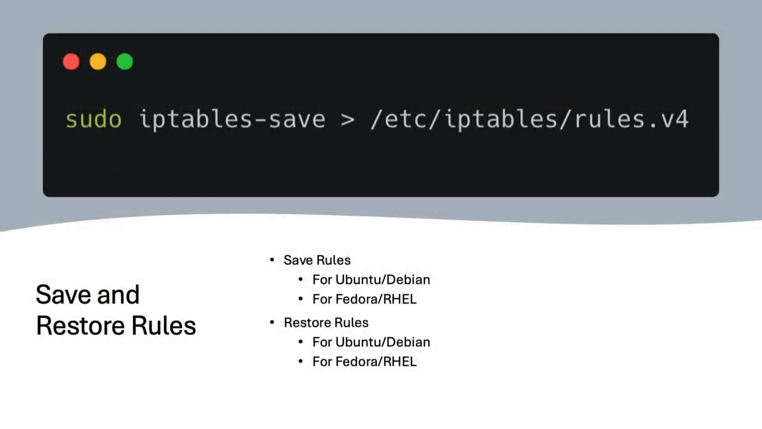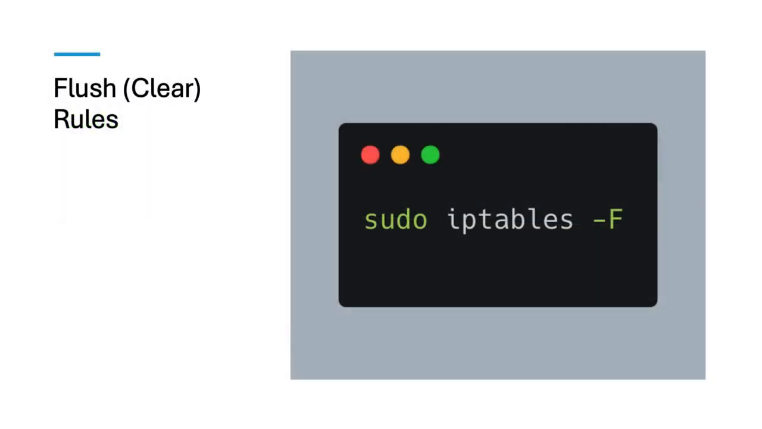To ensure iptables rules persist across reboots, you need to save and restore them. This process varies slightly between Ubuntu and Debian, and Fedora and RHEL systems. Here is the command to remove rules from all chains and reset them to default settings.